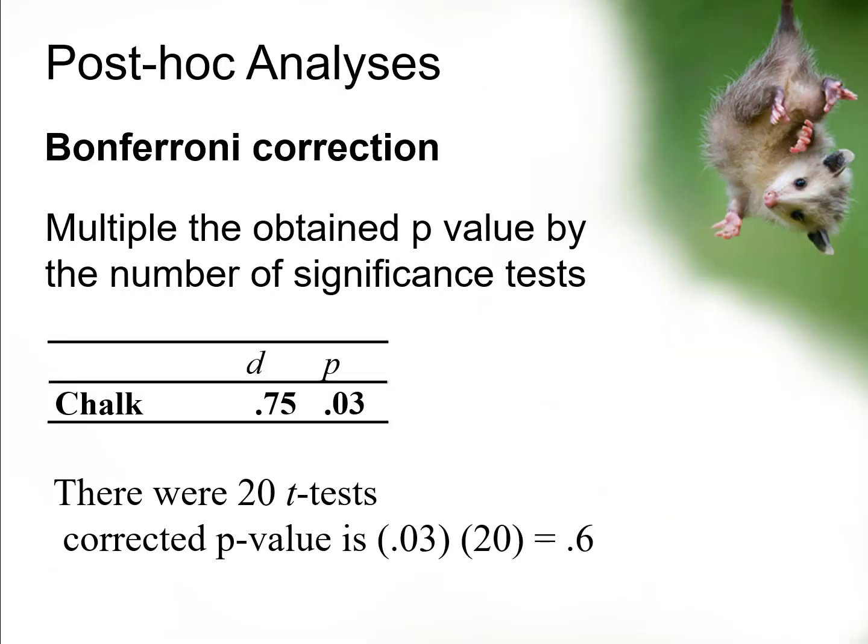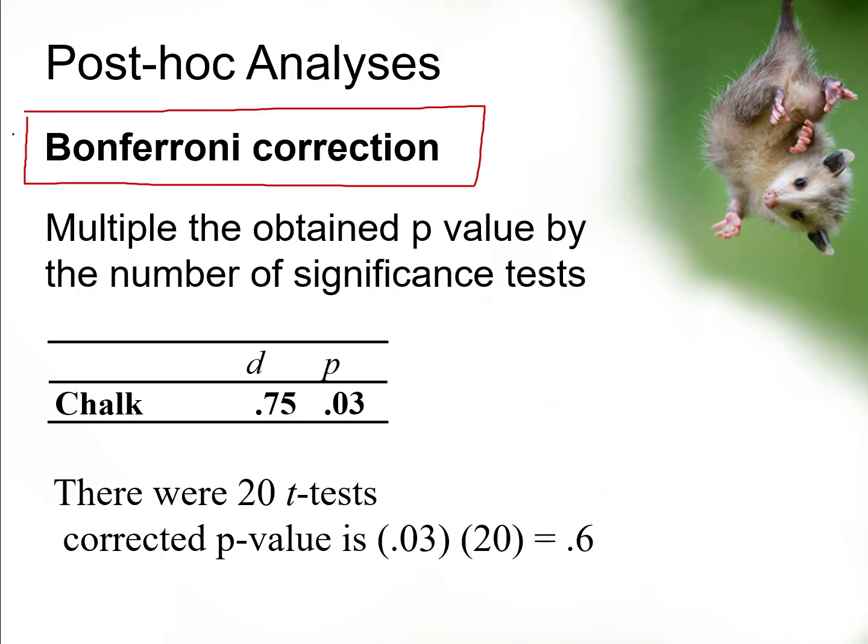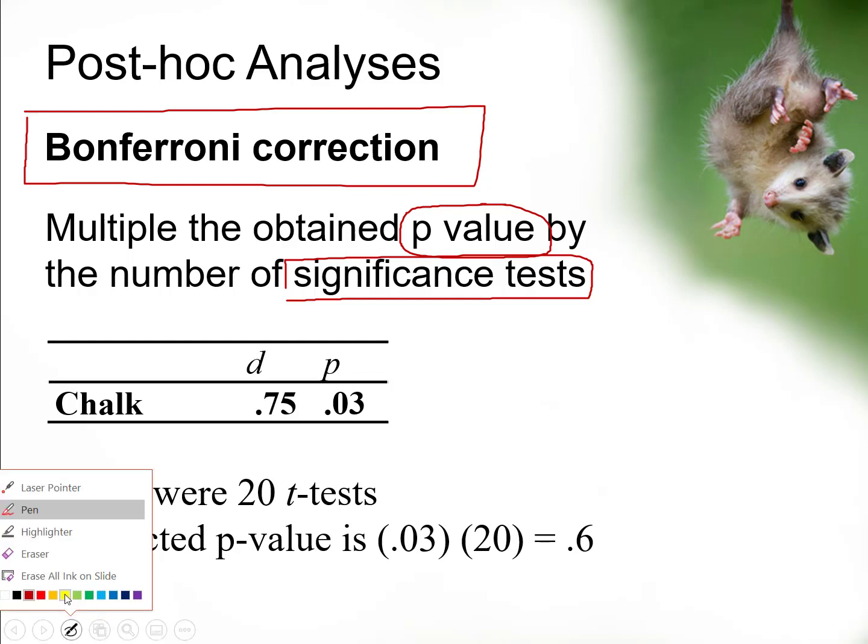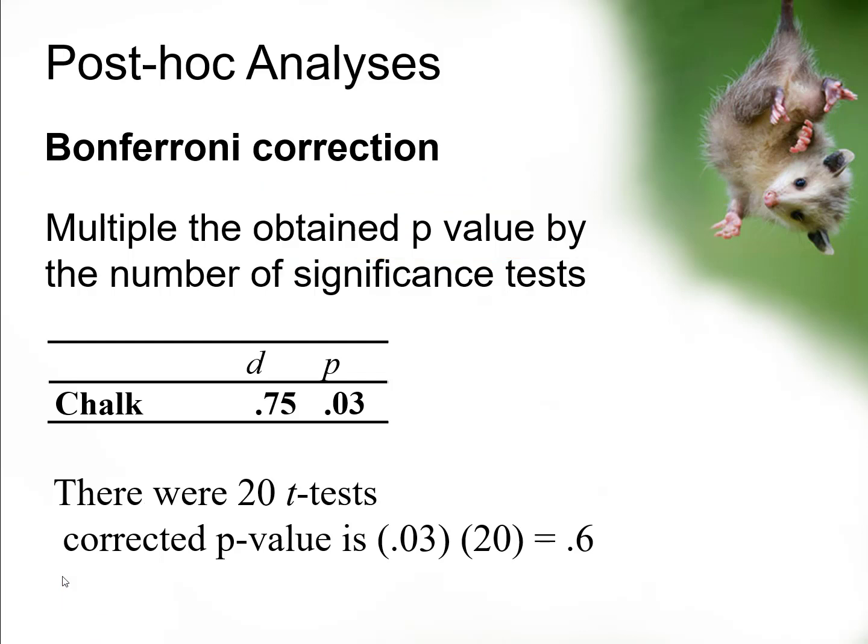Another technique we could use to protect ourselves against family-wise error is to do something called a Bonferroni correction. And a Bonferroni correction is a very easy thing to do. We just get a p-value for a statistic, and then we multiply that p-value by the total number of significance tests that we have performed. And that will give us a Bonferroni corrected p-value, and then we use that corrected p-value to make decisions about significance. If that corrected p-value is smaller than 0.05, we call the result significant, and if it's not smaller than 0.05, we don't call it significant.